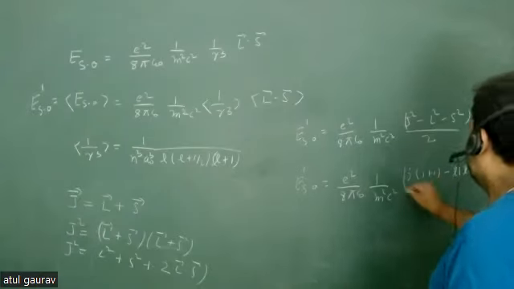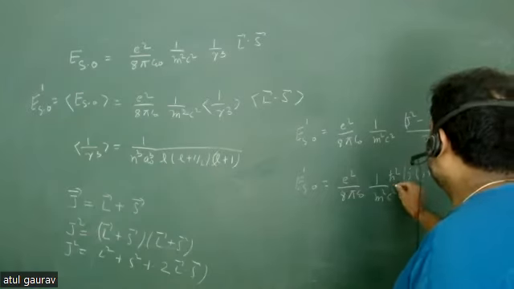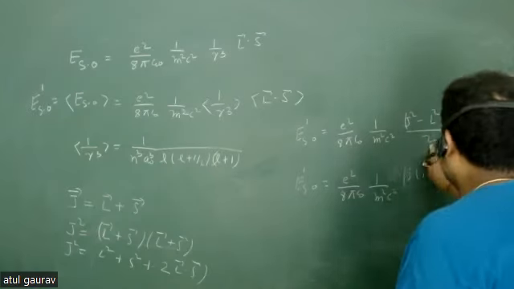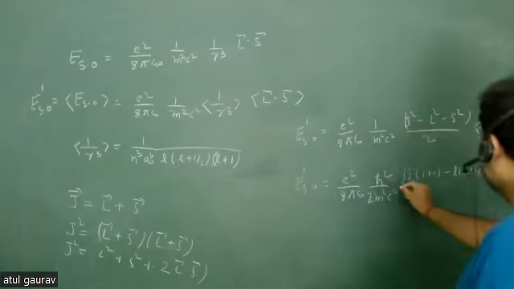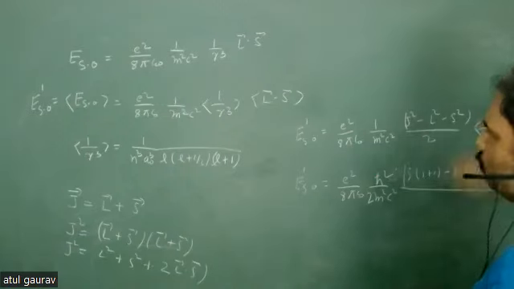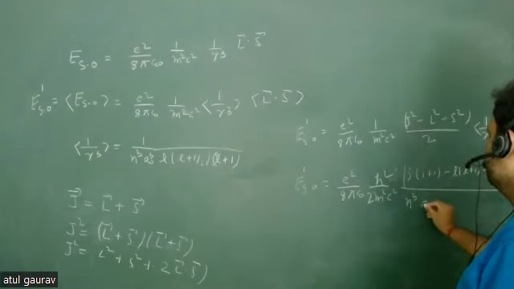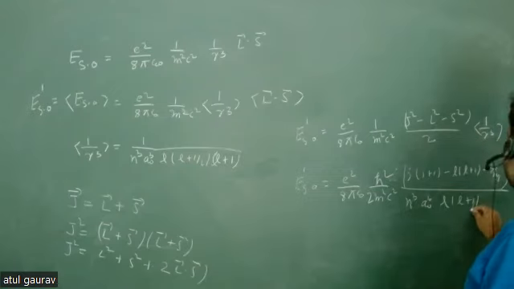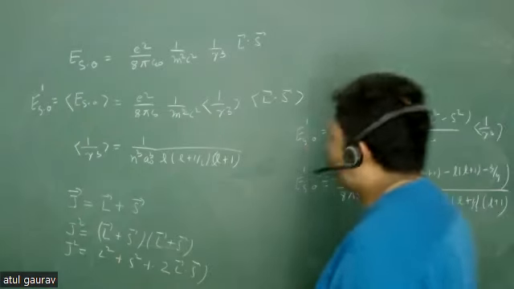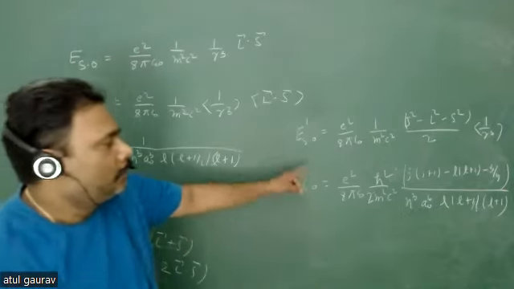3 by 4 h cut square, isn't it? Yes. And we can take h cut square by 2 common. But we are taking 2 here, so this is h cut square and 2 is here, and look at this value, 1 upon r cube will also come into picture, so this term is coming here. You have n cube, a naught cube, l into l plus half into l plus 1, so this is your spin orbit coupling, this is the energy due to change of spin orbit coupling.